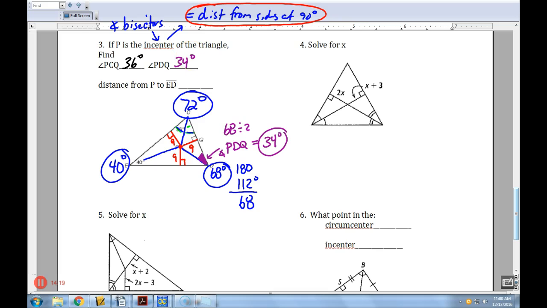And what's the distance from P to ED? Well, that would be this line right here. P to ED is 9. The distance should be equal to every side.